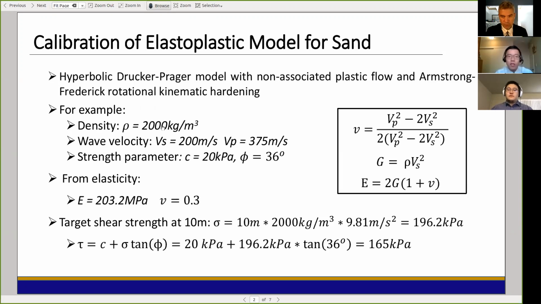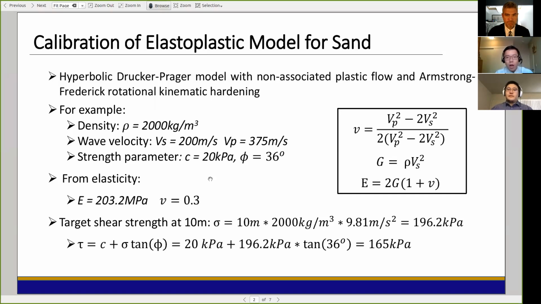For example, let's say in engineering practice, for a given sand, you know the density is like 2,000 kilograms per cubic meter, and you are given the shear wave velocity of 200 meters per second and the P wave velocity of 375 meters per second. You are also given some strength parameters: the cohesion is 20 kilopascal and the friction angle is 36 degrees. So how do we calibrate our model based on these very limited given parameters?